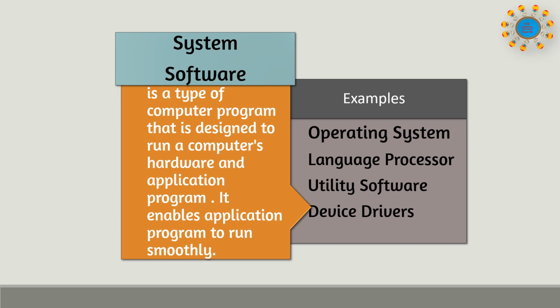And here we can see the examples. Operating system is a system software. Language processor, utility software, and device drivers. So all these are examples of system software.